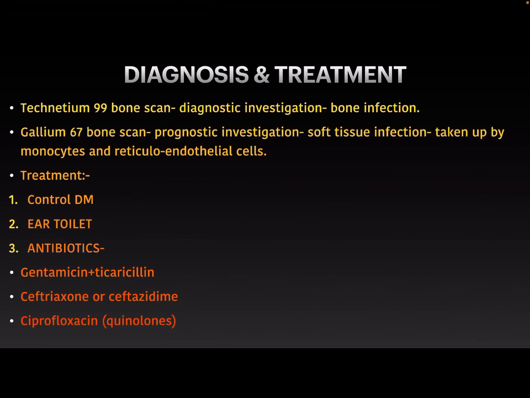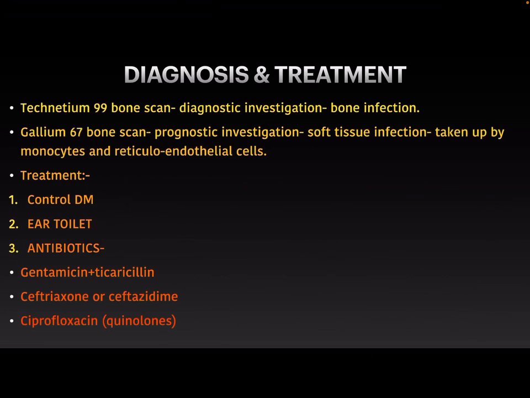Then as a prognostic investigation, we can't use technetium 99. So what we use for prognostic investigation is the gallium 67 scan. This is taken up by monocytes and reticuloendothelial cells, and this investigation is repeated every 3 weeks to see the progress of the patient to the treatment.